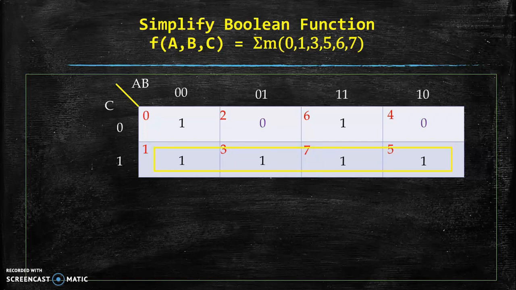groups. Here we can see that we can easily prepare one quad. If a quad is possible, then we should not go for a pair. And then again we have one pair and we have another pair. So 3 groups are prepared. We have to prepare the minimum number of groups. Now the next step is to write a product term for each prepared group.